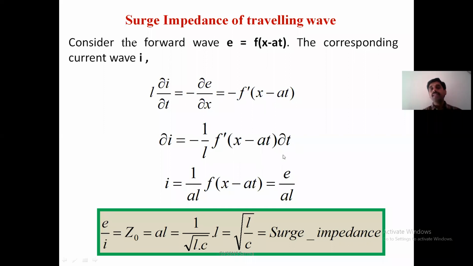So from that, if you integrate this expression, you will get the current. If you integrate f dash, it becomes f of x minus at, and the integration of this at is minus 1 by a, minus of minus cancel, 1 by aL, f of x minus at, which you can write as E by aL. You know what is a? A is nothing but 1 by root LC. Then finally it becomes root of L by C. That means E by I is equal to root of L by C, which is called surge impedance, which can be written as Z naught, natural impedance. So this is the way you can get the expression for the surge impedance.